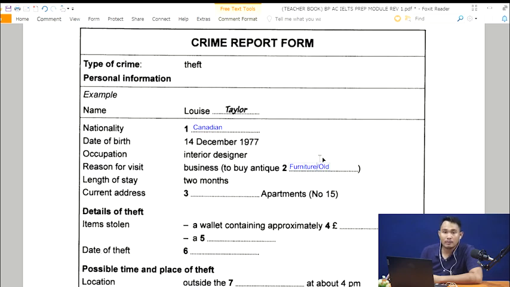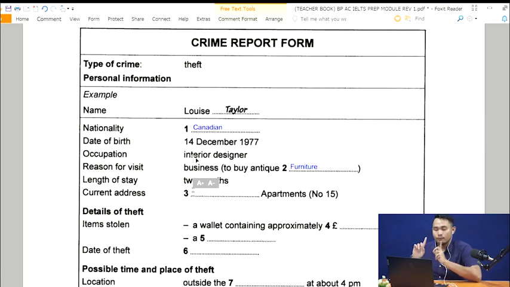Okay, so she probably mentioned antique as well, right? But the point is, the answer is furniture, okay? Because the word old here is similar to antique. So that being said, the answer is furniture, not old. That's for number 2. Now, what about number 3 then? Okay, let's see.